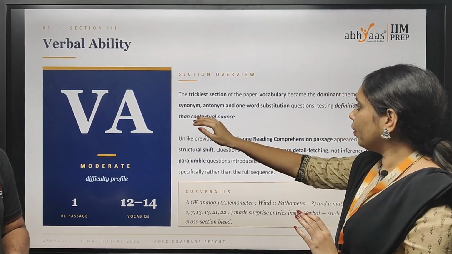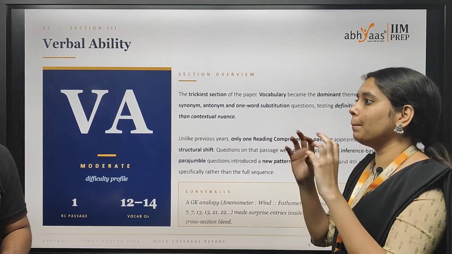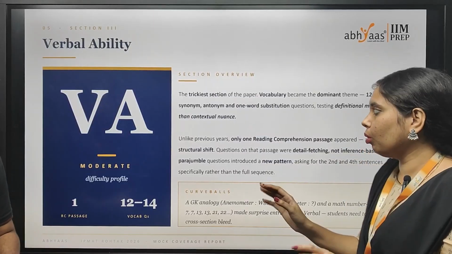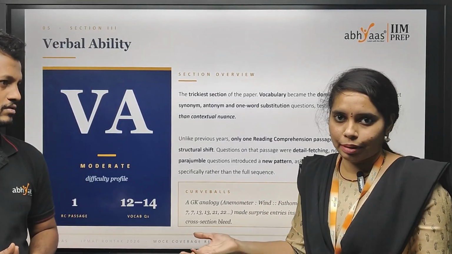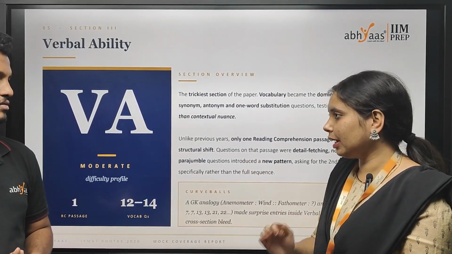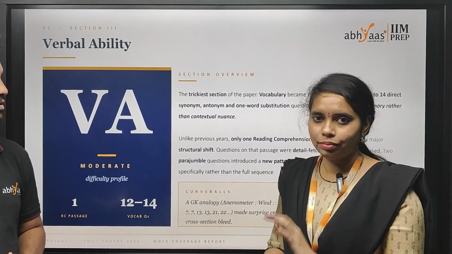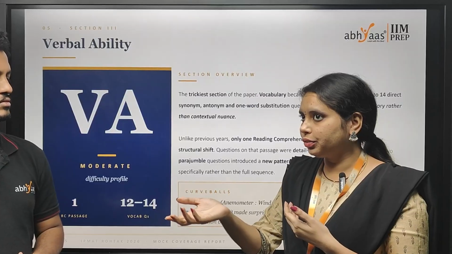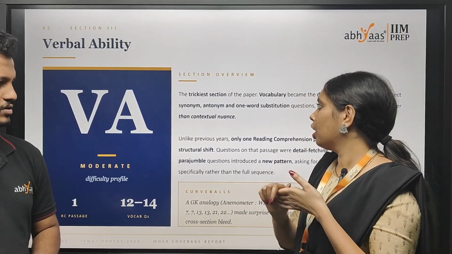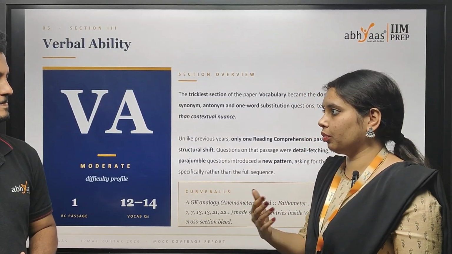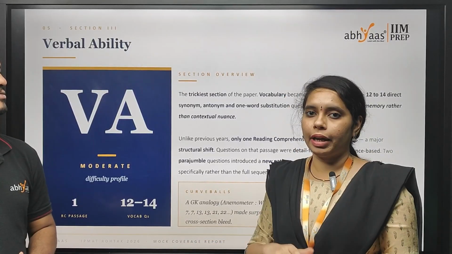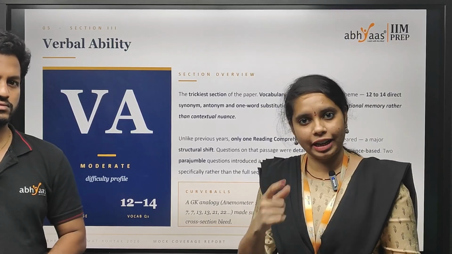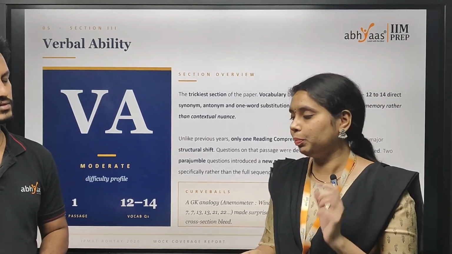That too, in a way where they are asking you direct memory based vocab like synonyms, antonyms, and one word substitution. I can't say there is none, because these are memory based questions, but there is comparatively very little contextual nuance here, that means trying to decipher the meaning of the word based on the context. There are fewer such questions compared to the previous years. So I think it's high time you start practicing vocab every day, because there is a structural shift in the paper. Please note this, guys.